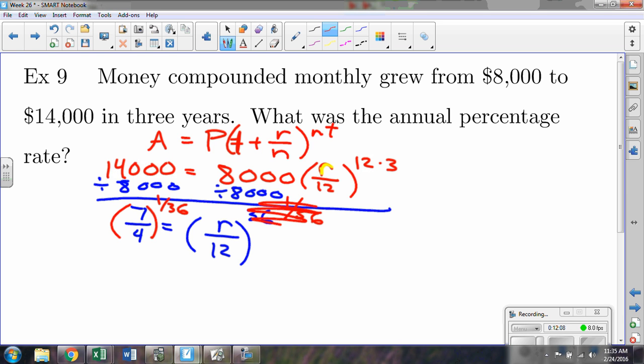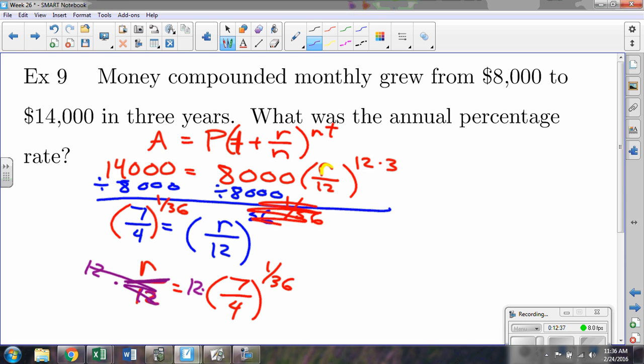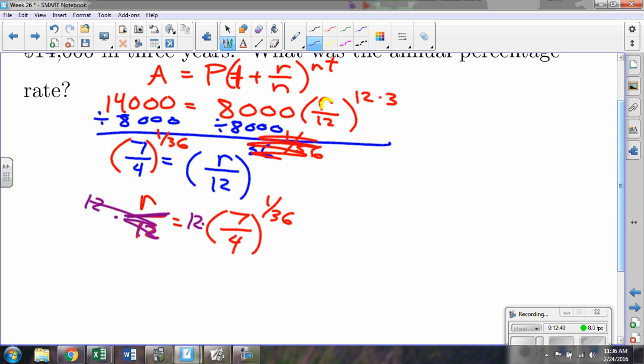And so we have r divided by 12 equals 7 over 4 to the 36th power. Obviously then, our next step is to cancel out the divide by 12 by multiplying. After that stage of multiplication, we have precisely what we could type into our calculator.